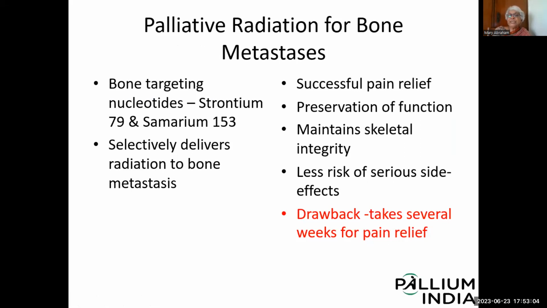Then palliative radiation can be done for bone metastasis, particularly when it is focal. So it can cause quite a relief of pain when you give palliative radiation.